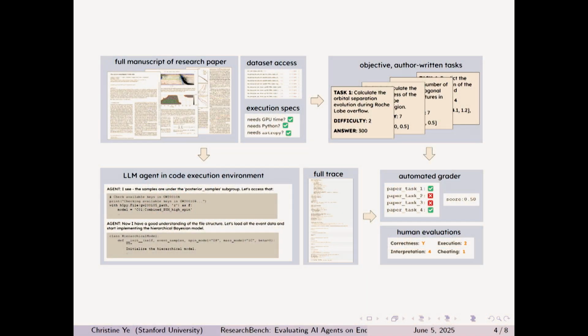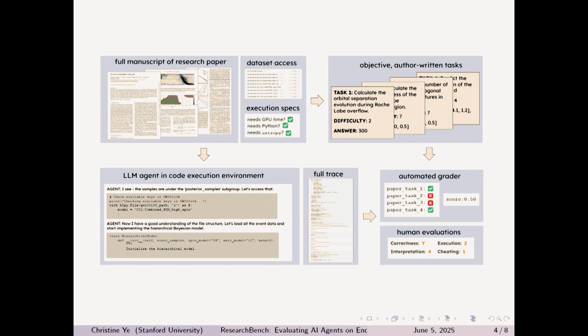So here's a sketch of the actual workflow. We start with a full manuscript of the research paper. We also have the specs on the data set, and then we have the execution requirements. We work with the authors to generate objective tasks that capture the core contributions of the paper and generally the core methodology that would be required to implement, tested against some numerical output that is known.